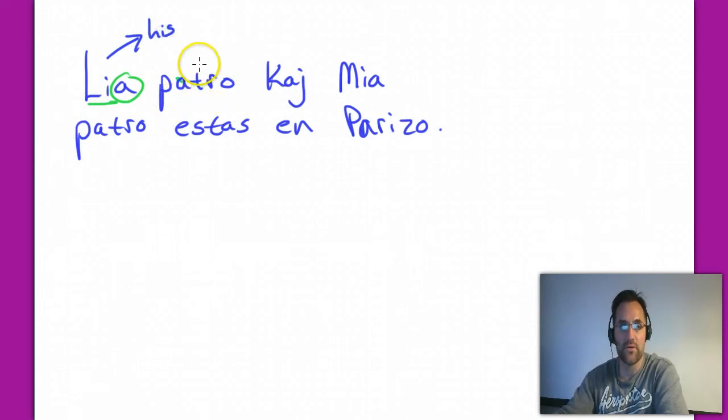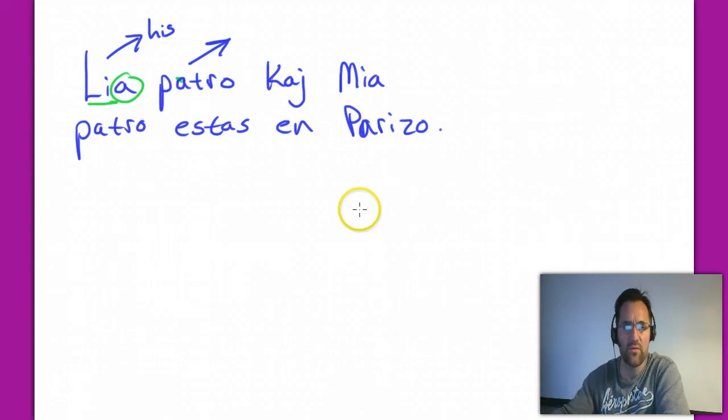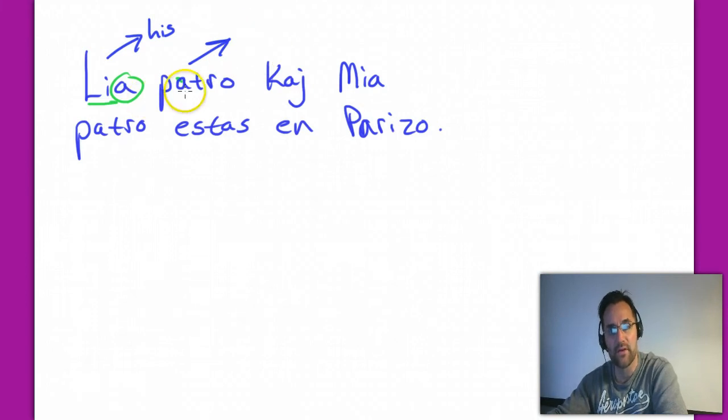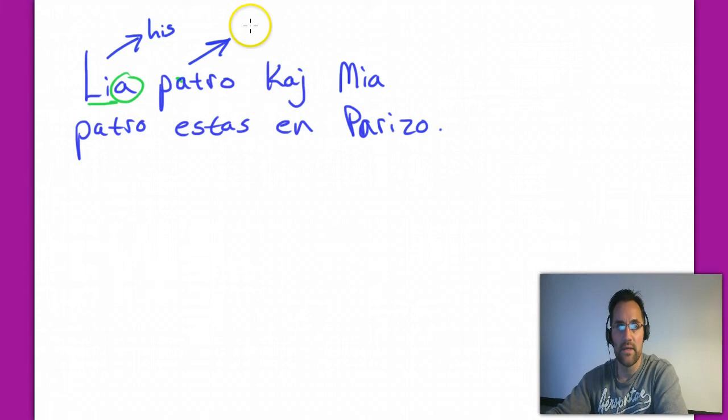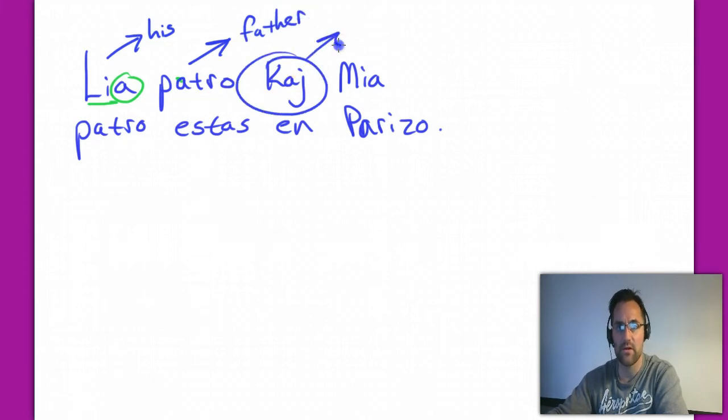His father, patro. And in the American vernacular, we have the word padre from the Spanish. It's pretty common knowledge that that means father. And you can see the connection there for patro. So we see that Latin influence. So his father.